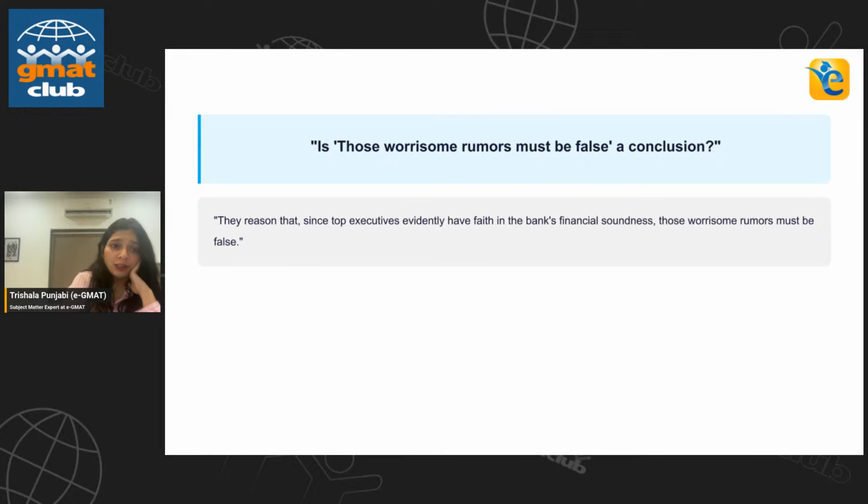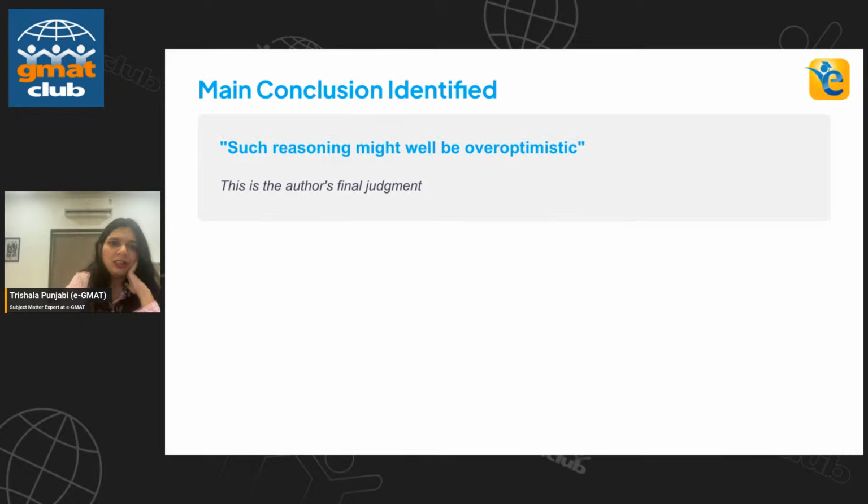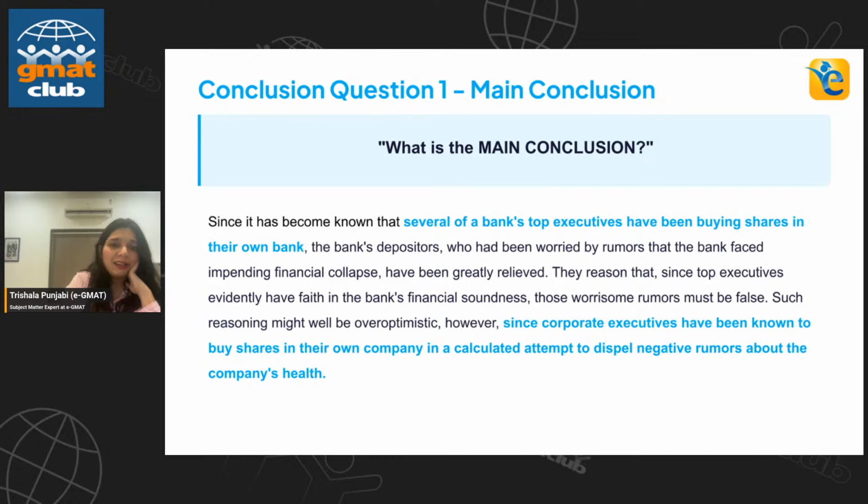Yeah, no. So the conclusion is like the final statement. It's not a why. So the conclusion here is that such reasoning might well be over optimistic. That is the final thing that the argument is building towards. And why is it happening? Because it was a calculated attempt. Because of that, it is something which is over optimistic.